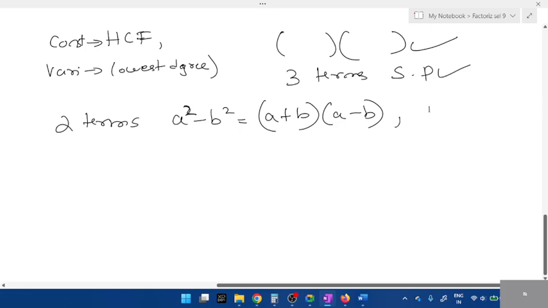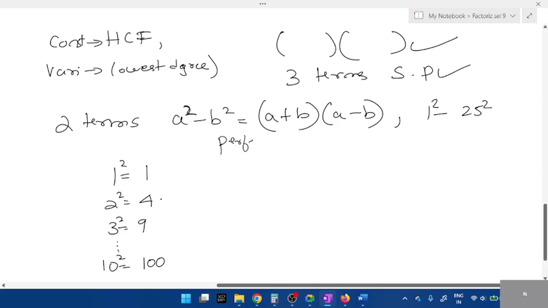So today you'll practice 1 square to 25 square. Okay. So how do you solve this? 1 square is 1. How much is 2 square, students? 2 square is 4. 3 square, 9. What is 10 square? 100. So for this, the rule is whenever two terms are given, you have to use a square minus b square. Next, perfect square numbers.